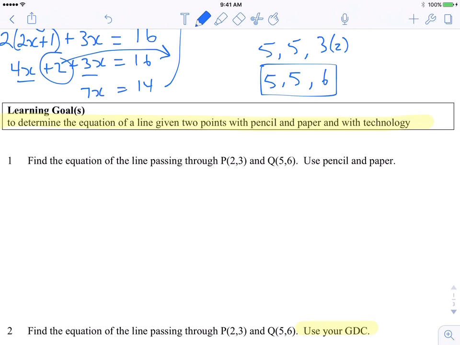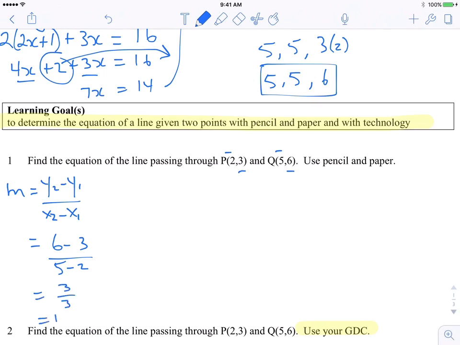All right, so we've got 2 points, P (2, 3) and Q (5, 6). Very first thing we want to do is find the slope. We know the equation for slope is y2 minus y1 over x2 minus x1. And that'll equal 6 minus 3 as my y coordinates, and 5 minus 2 in the denominator, and 6 minus 3 is 3, 5 minus 2 is 3, and that equals 1.